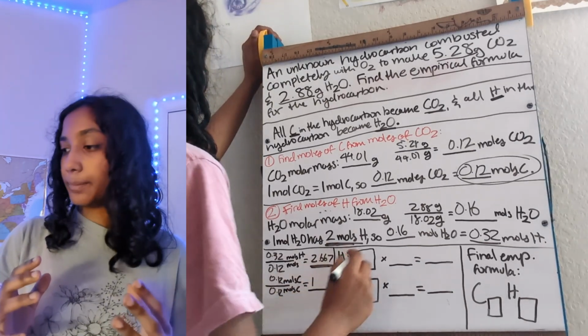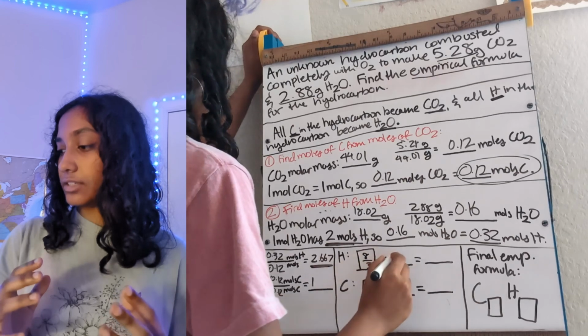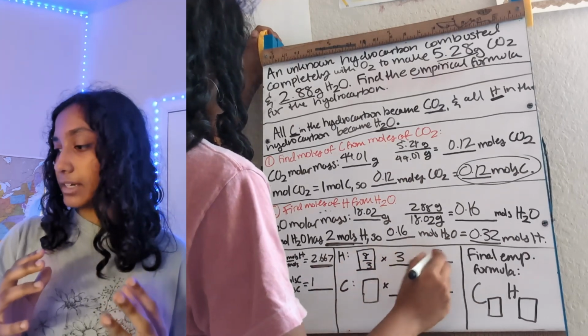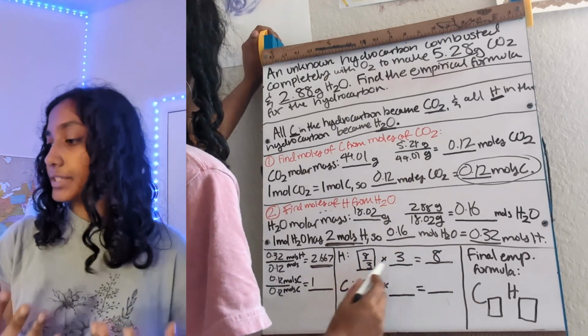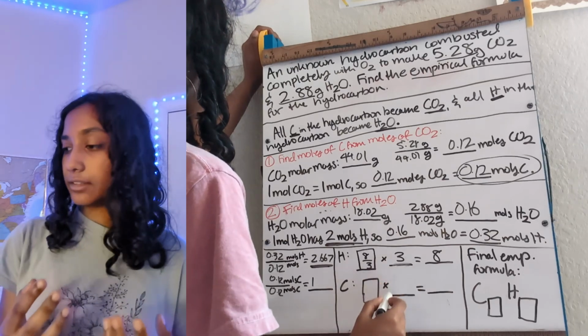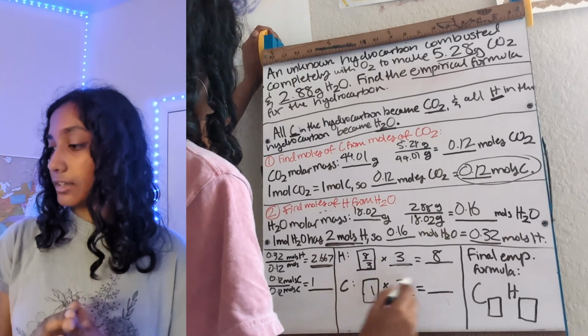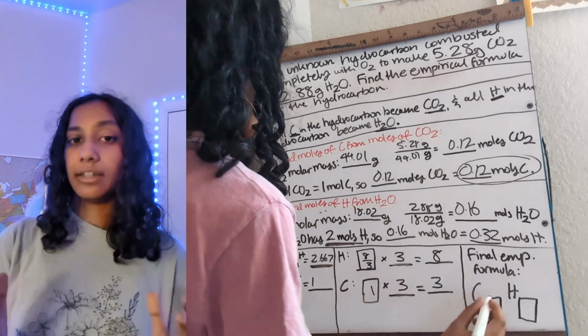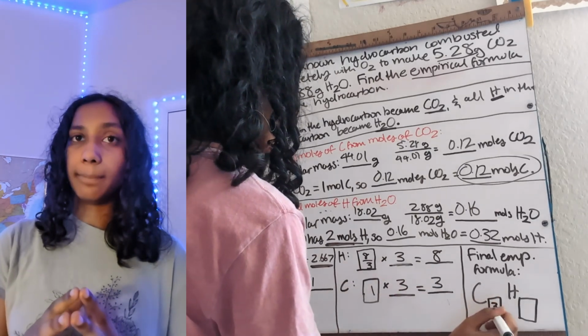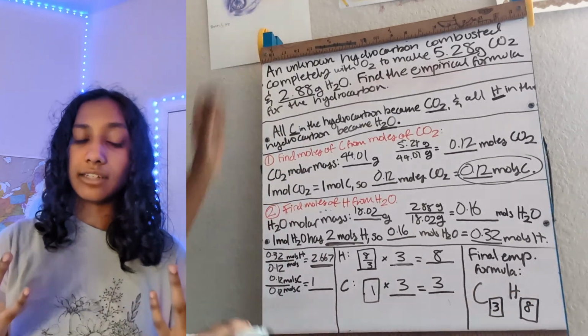The fraction form of the ratio is 8/3, which we can then multiply by 3 to give us 8. Since we multiplied the amount of hydrogen by 3, we also need to multiply the amount of carbon by 3. And 1 times 3 is 3. So we get our empirical formula of C3H8.